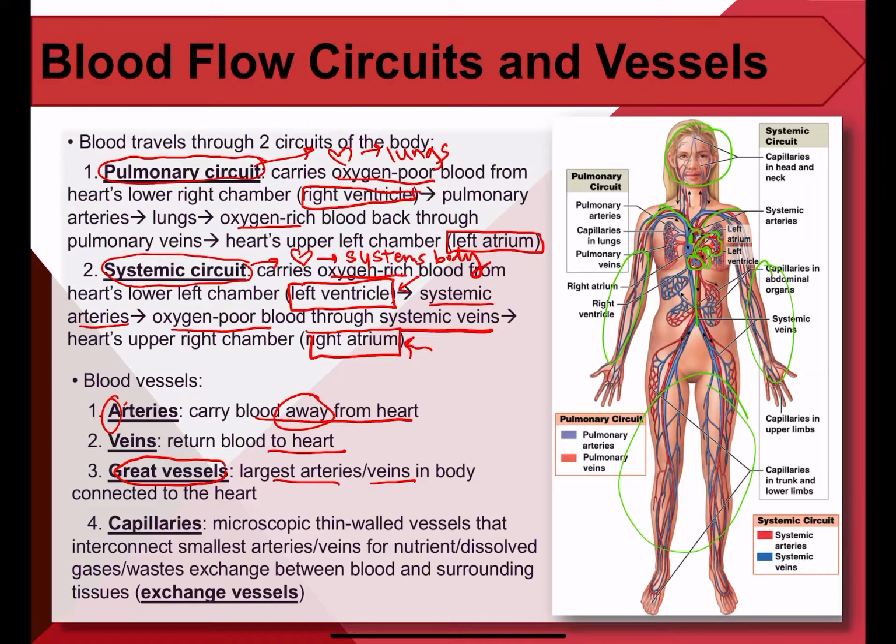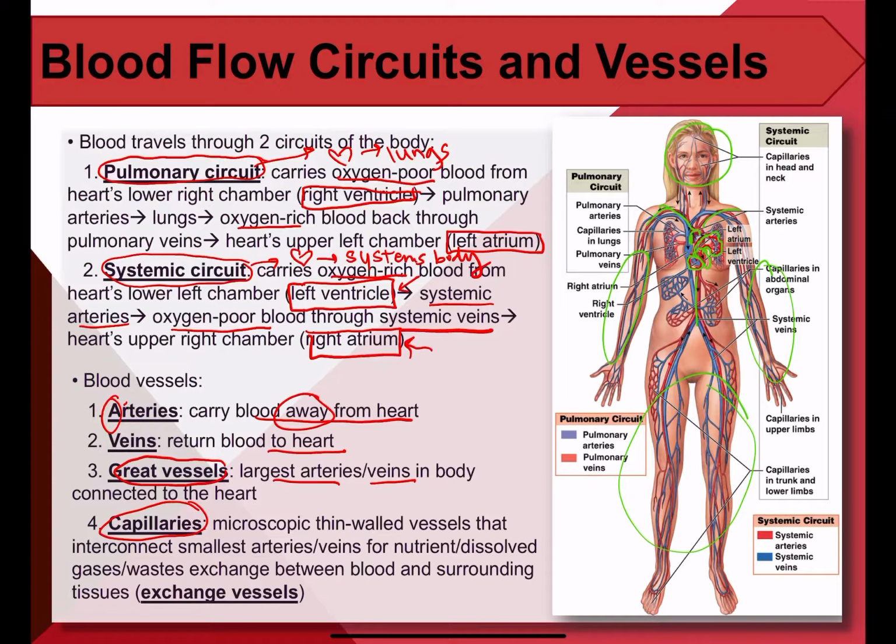And lastly, you have capillaries. So capillaries are those microscopically thin-walled vessels. And I kind of talked about it last chapter when I was talking about how tiny they can be. They can be as tiny as a hair strand. Okay, so they are small because they need to get to every one of those little cells within the body.